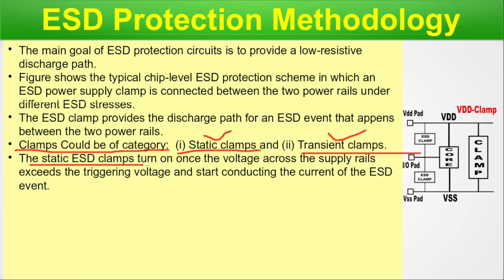The static ESD clamps turn on once the voltage across the supply rails exceeds the triggering voltage and start conducting the current of an ESD event. So this is the static, and it detects the two rails and accordingly it acts.